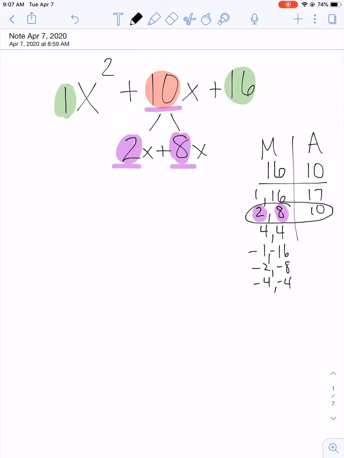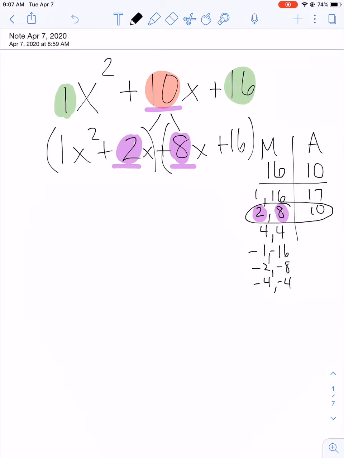Now we fill out the rest. 1x to the second and 8x plus 16. Now what we want to do is we want to go ahead and split this into two parts. This is called factoring by grouping. So we group it into pairs of 2.